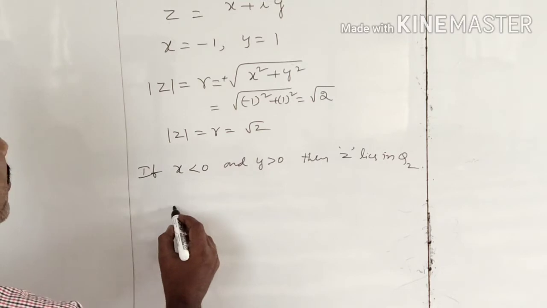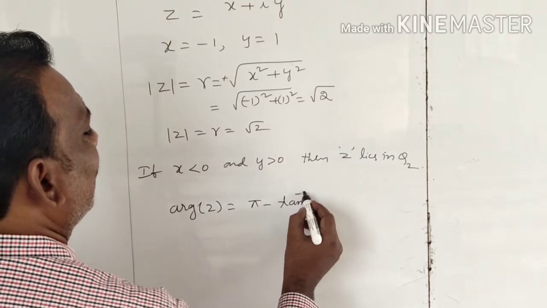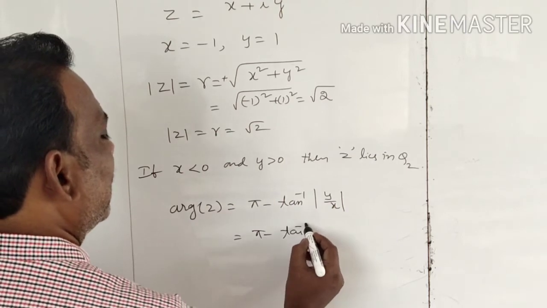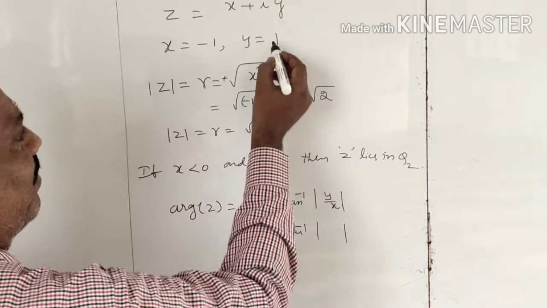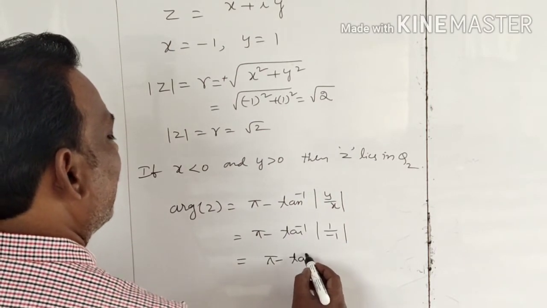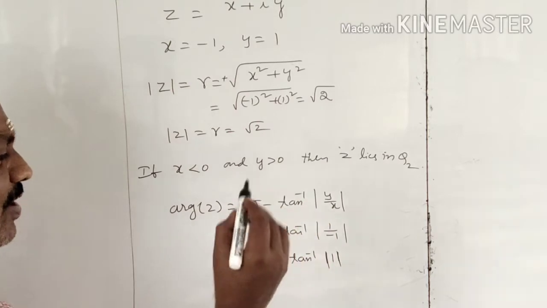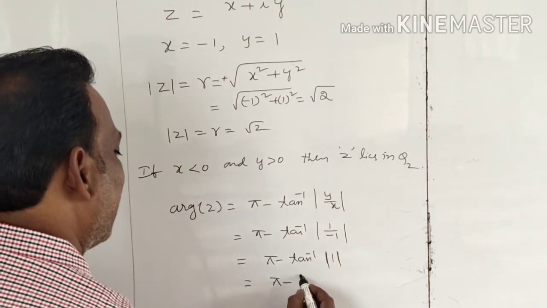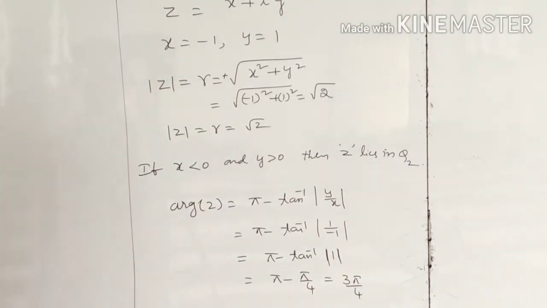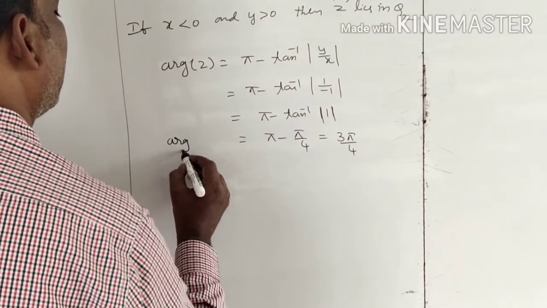Quadrant 2. In quadrant 2, what is argument of z formula? Pi minus tan inverse mod of y by x. This is the formula. So pi minus tan inverse mod of y by x means y value is plus 1, x value is minus 1. So pi minus tan inverse of mod of 1 by minus 1, modulus it becomes plus 1. So what is tan inverse 1 value? Pi by 4. So pi minus pi by 4, which is equal to 3 pi by 4. Correct, students? After making LCM, 4 pi minus pi, 3 pi by 4, this is only argument of z.